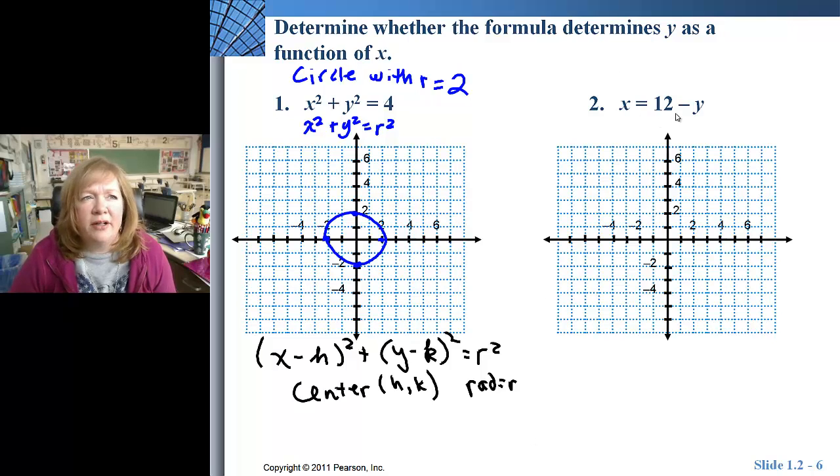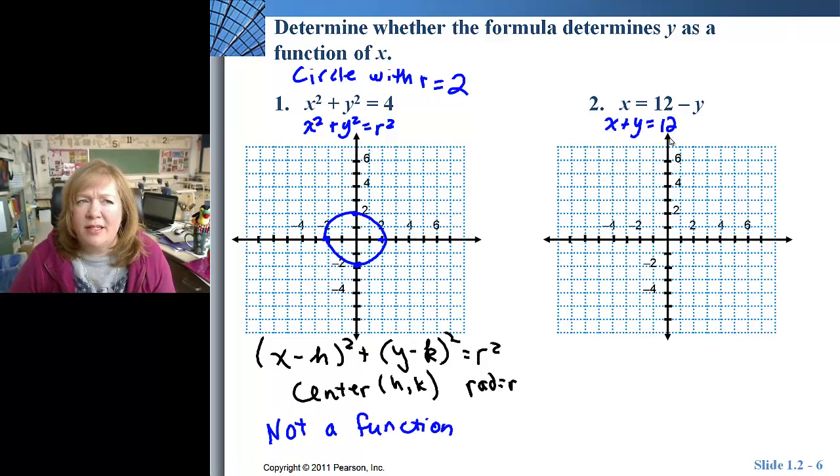This guy right here, if I solve him, he's a linear equation. So x plus y equals 12 might be the easiest way to do this. Two numbers, you're going to plot all the pairs of numbers that add up to 12. For instance, 6 and 6, 5 and 7, 3 and 9, and so on.